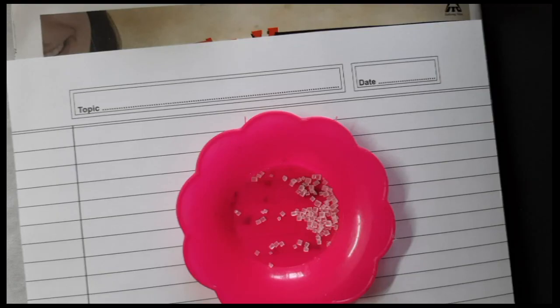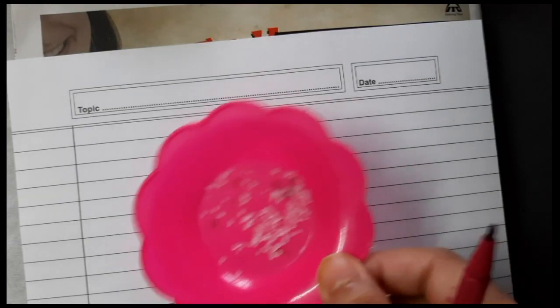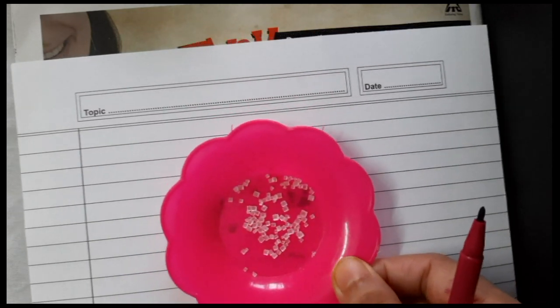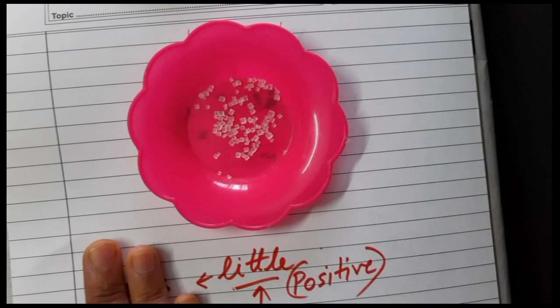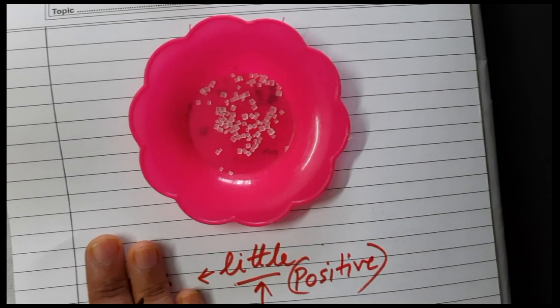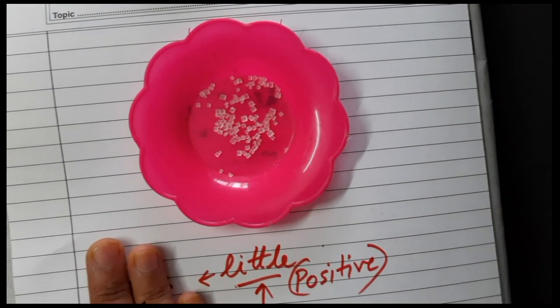So dear children, what do you see before you? There is a plate and there is sugar in this plate. If I ask you how much sugar is there, what would you say? You will say, ma'am, it has little sugar. Okay, little is the positive degree of my adjective because I have only one plate. So I am saying it has little sugar.